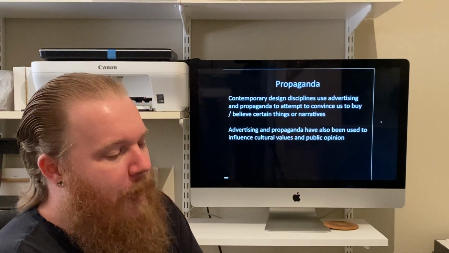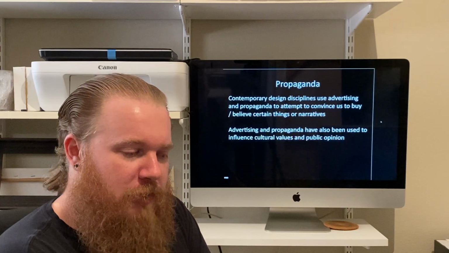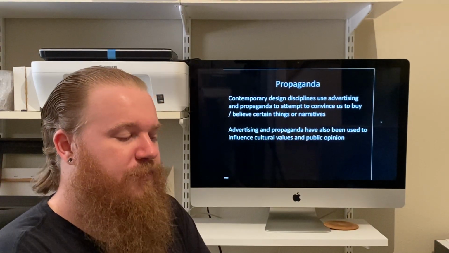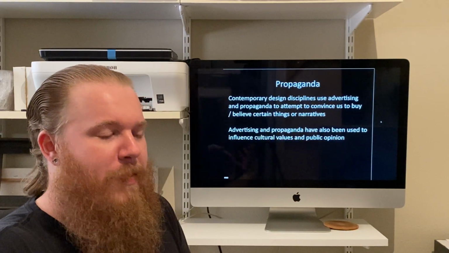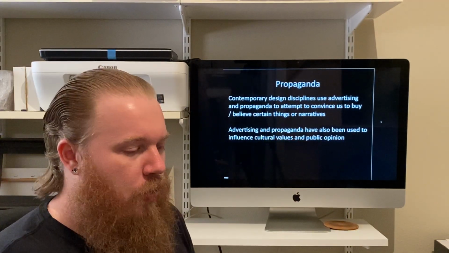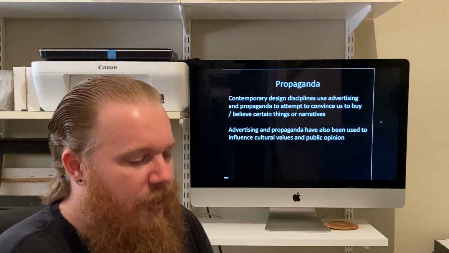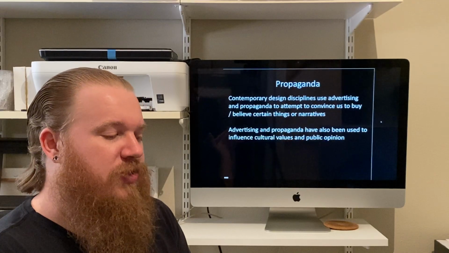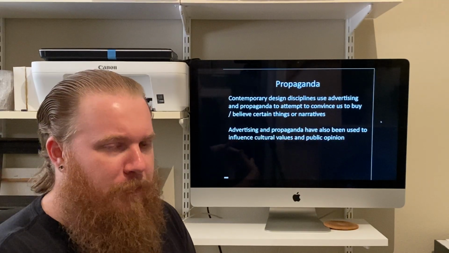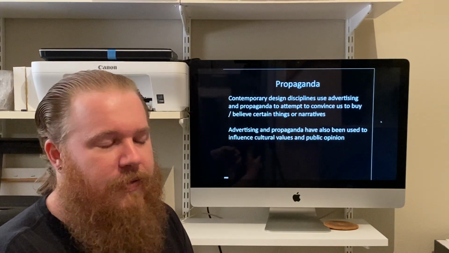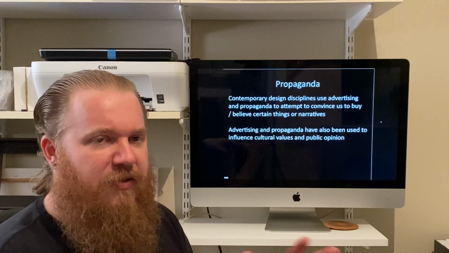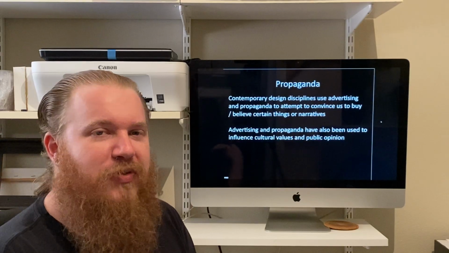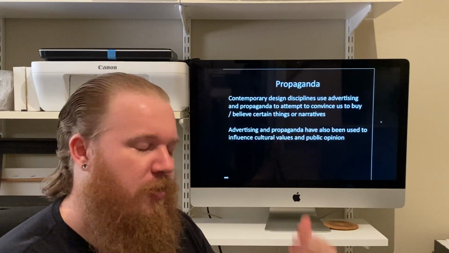And so propaganda itself usually blends contemporary design disciplines and advertising in a way to make us believe certain things or certain narratives. Now, advertising and propaganda have been used to influence cultural values and public opinion for good or not. So advertising is the kind of good version of it, where they're trying to persuade us that Coke is better than Pepsi, or what have you.